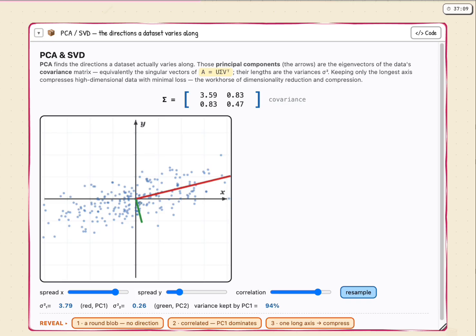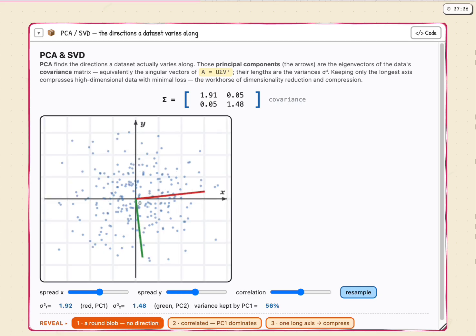Let's see the most famous application right now. Principal Component Analysis, PCA, and its close cousin, the singular value decomposition, the SVD, are the most powerful application of eigenvectors you'll meet, and they solve a problem we all have: too much data, too many dimensions. Here's the idea. Look at this cloud of data points. The data clearly spreads more along one direction than another. PCA finds those directions of spread automatically.